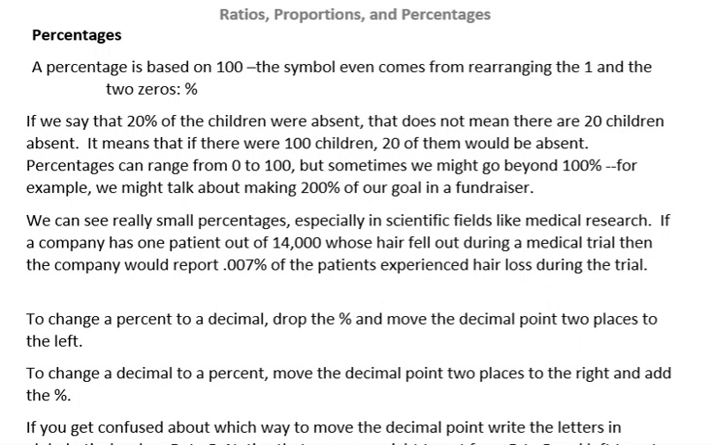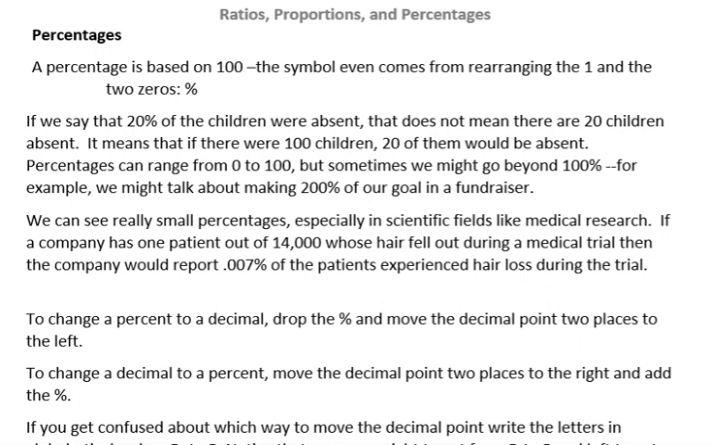Percentages can range from 0 to 100, but sometimes they might go beyond 100. For example, we might talk about making 200% of our goal in a fundraiser. We can see really small percentages, especially in scientific fields like medical research. If a company has one patient out of 14,000 whose hair fell out during a medical trial, then the company would report 0.007% of the patients experienced hair loss during the trial. We would expect to see, or we would demand to see, really small percentages for bad things happening when you take a medication.